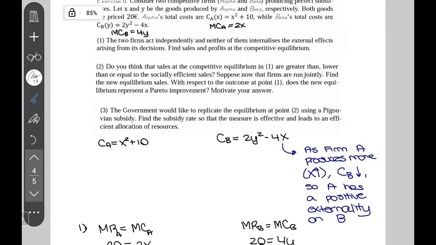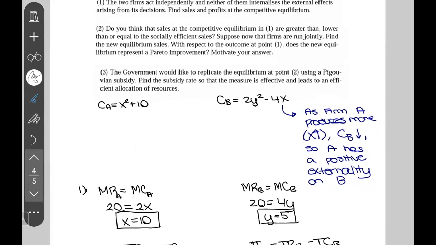Now for the individual firms, they want to know also if this new equilibrium, which is going to be the socially efficient sales, is going to be a Pareto improvement. So Pareto improvement means that no one is worse off and at least one of them is better off. So to figure out if the firms are better off, they don't really care about the actual sales. What they care about is the profit. So we'd have to figure out if the profit is different.